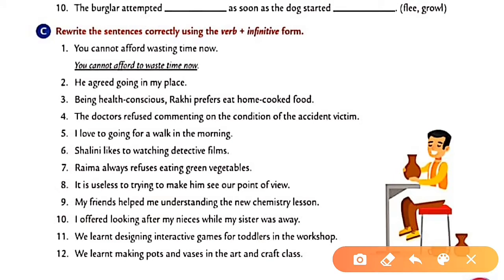Next, C part. What you have to do, rewrite the sentences correctly using the verb plus infinitive forms. First one has been done for you, like you cannot afford wasting time now, you cannot afford to waste time now, like that. You have to write the sentences. Okay, number 2. He agreed going in my place. What is wrong in this sentence? He agreed, not going, you have to use to go. He agreed to go in my place. This is correct.